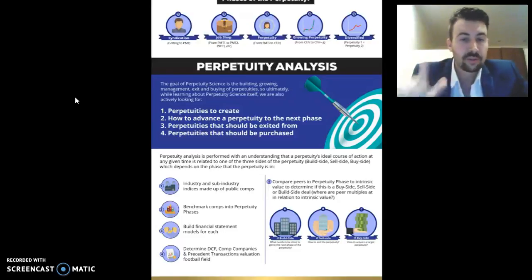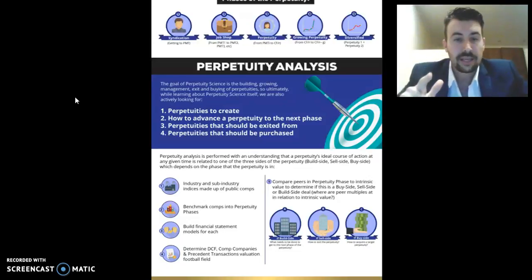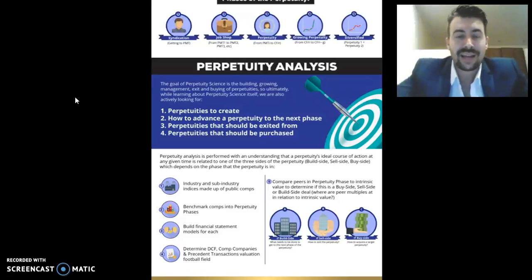We're then going to benchmark these public comps into different phases associated with the perpetuity phases. Number 3, we're going to build a financial statement model for each of them. And then number 4, we're going to actually determine the valuation by building a DCF, comparable company analysis, and precedent transactions into a valuation football field. Number 5, and then we're going to compare the peers in the perpetuity phases to the intrinsic value to determine if this is a buy side, sell side, or a build side deal. Then the question there is, where are peer multiples at in relation to intrinsic value? So that at a high level is perpetuity analysis.